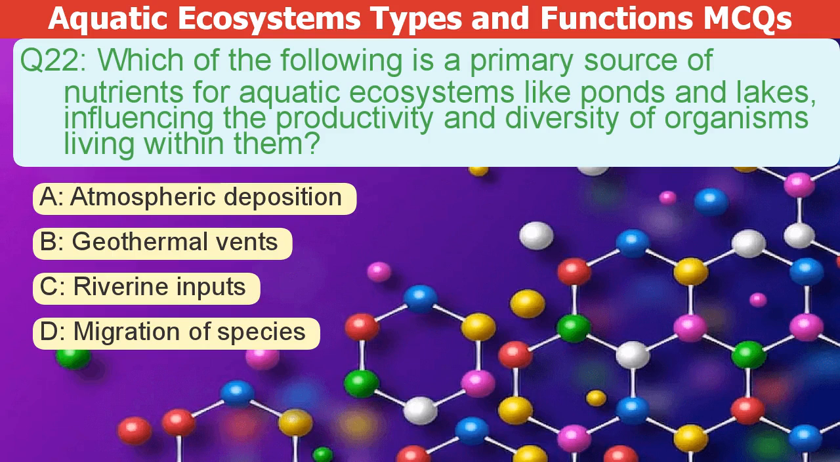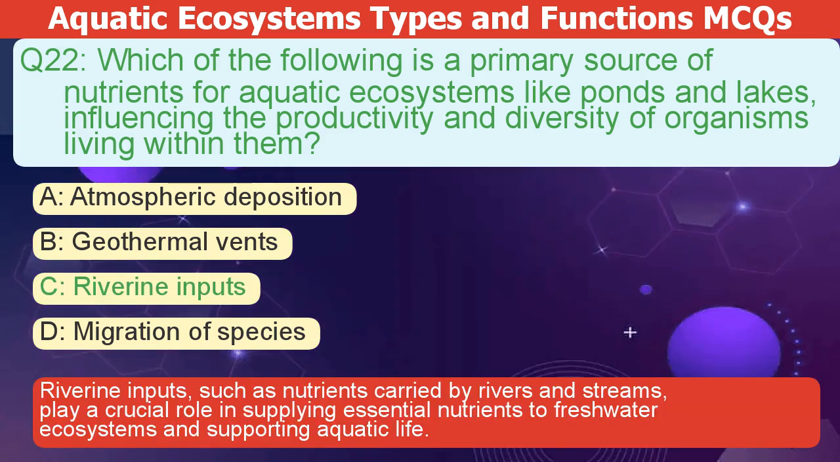Which of the following is a primary source of nutrients for aquatic ecosystems like ponds and lakes, influencing their productivity and diversity? A. Atmospheric deposition. B. Geothermal vents. C. Riverine inputs. D. Migration of species. The correct answer is C. Riverine inputs, such as nutrients carried by rivers and streams, play a crucial role in supplying essential nutrients to freshwater ecosystems and supporting aquatic life.